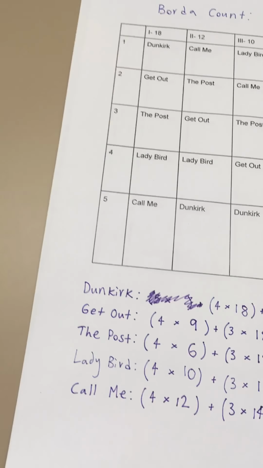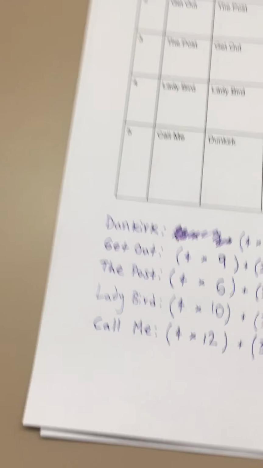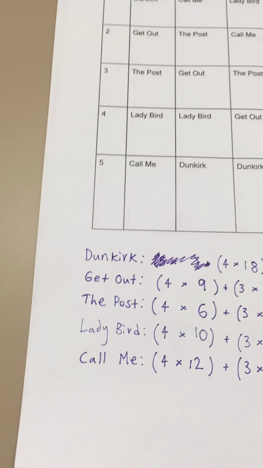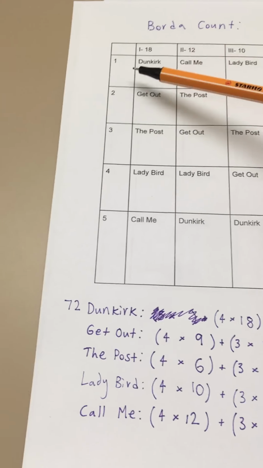So I did all the multiplying out ahead of time. When you multiply Dunkirk's score together, it gets a score of 72, so 4 points for every first place vote it got, which is 18, so 18 times 4.